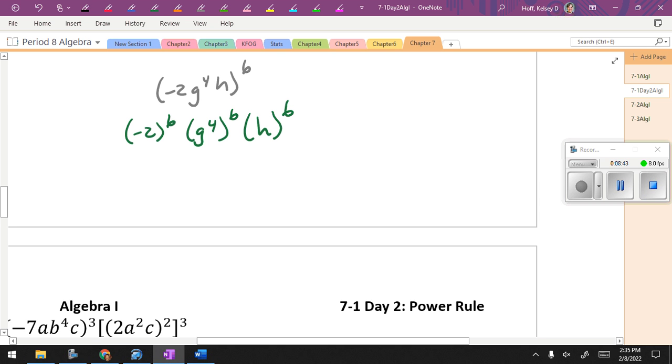Now, when we took 2 to the 5th, we had 32, so take one more 2, you'd end up with 64. What are you going to do to your exponents on g? Multiply. How about your exponent on h? 1 times 6. So you end up with a final answer of 64, g to the 24th, h to the 6th.